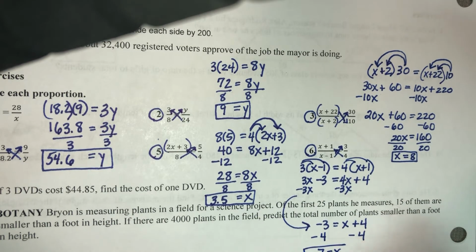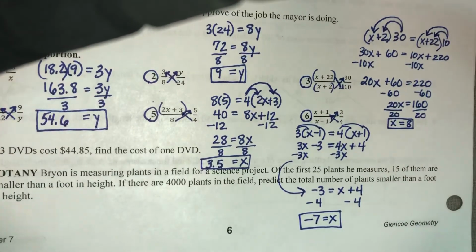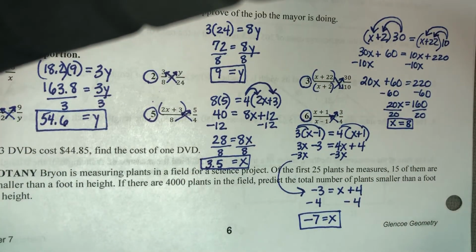Is it okay to get a negative answer? In this case it is, because we're just working an algebra problem and answers could come out as any type of number really. Sometimes in geometry it doesn't make sense to get a negative answer if we're talking about the length of a side of a triangle, for instance, but for this particular problem it's fine.